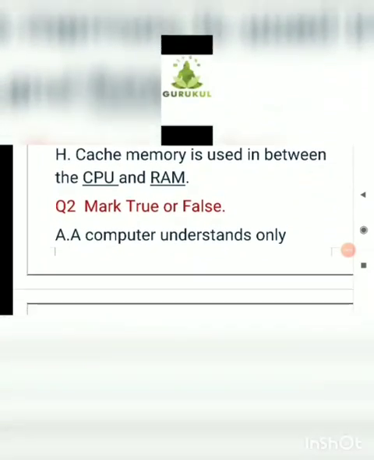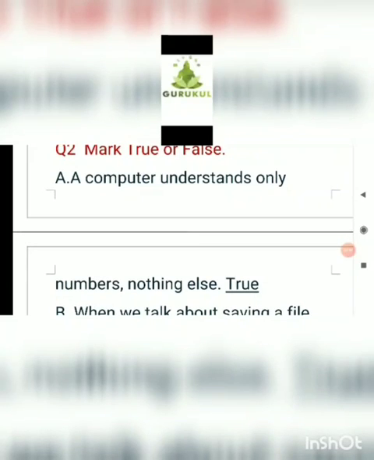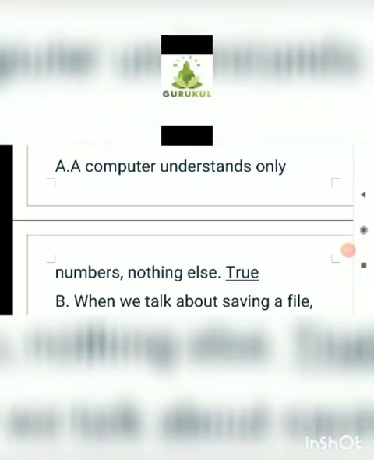Next one, true or false. Mark true or false. First one, a computer understands only numbers, nothing else, which is true. The computer doesn't understand any alphabets or special symbols, whatever we are typing through the keyboard. The computer needs all this data to be converted into machine-acceptable form, which is in the form of zeros and ones, known as the binary number system.